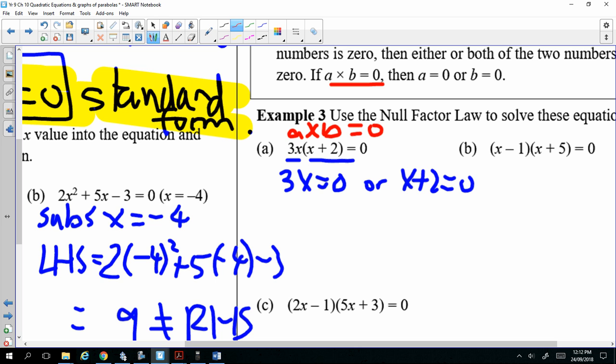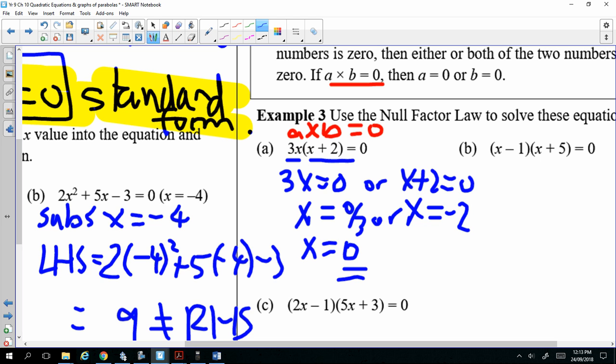If 3x is 0, what's x equal to? Yes, because 0 divided by 3 is 0. How about the other one? Yes, so x is -2. Does that make sense? Means that x can be either 0 or -2. Because x plus 2 is 0 means x is -2. You move the 2 to the other side.